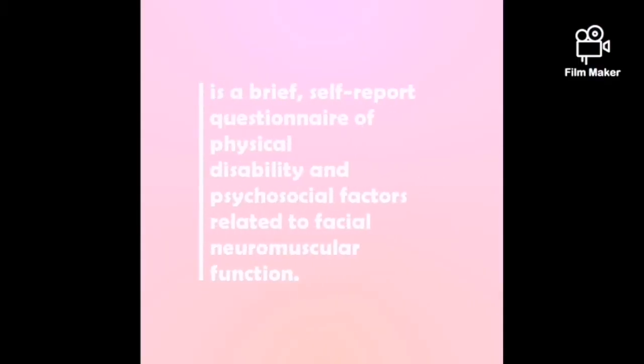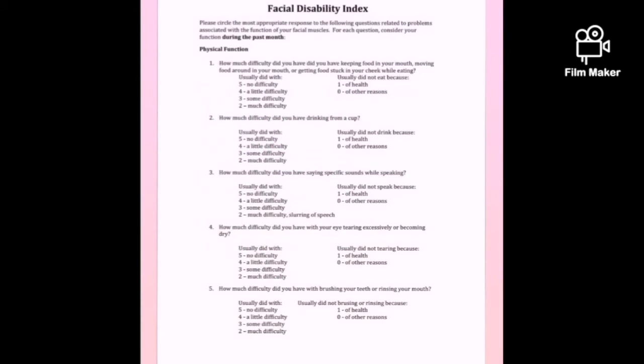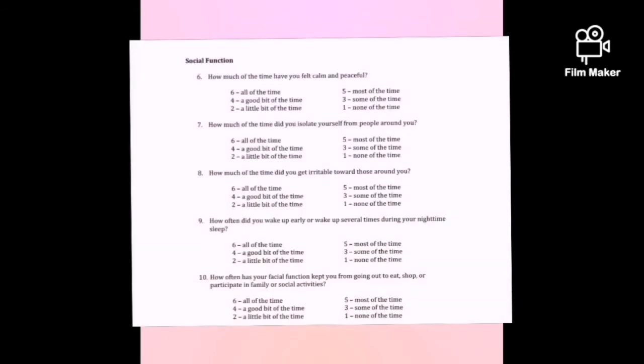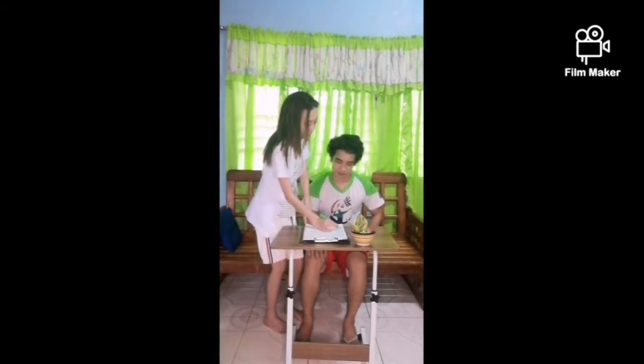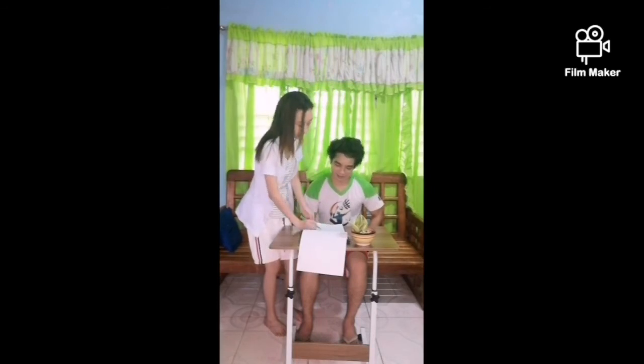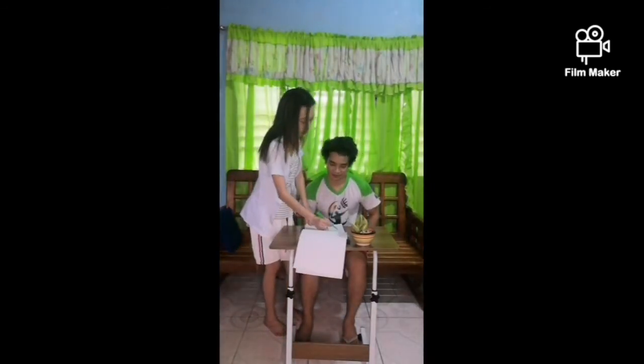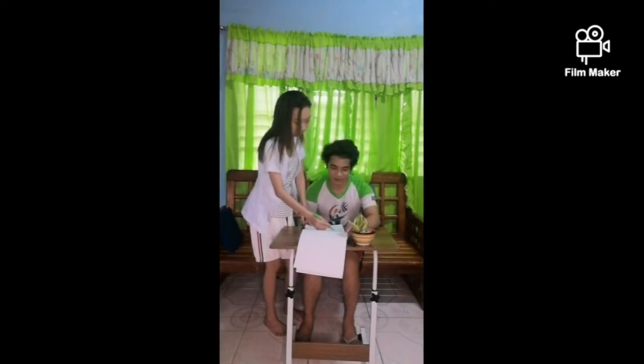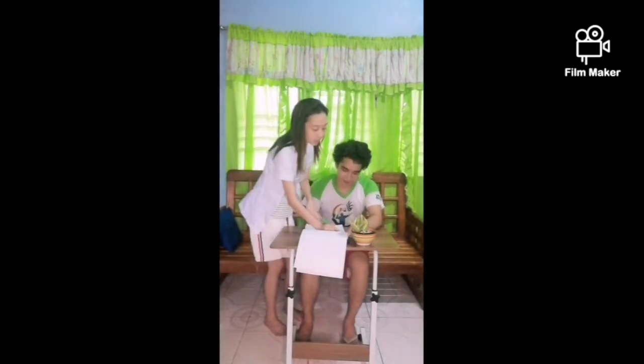Facial Disability Index is a brief self-report questionnaire of physical disability and psychosocial factors related to facial neuromuscular function. The questionnaire is divided into two sections. First is the physical function, and next is the social function. Explain the questionnaire to your patient and tell them to answer it honestly to what they really feel or function during the past few months. This is the scoring of the questionnaire.